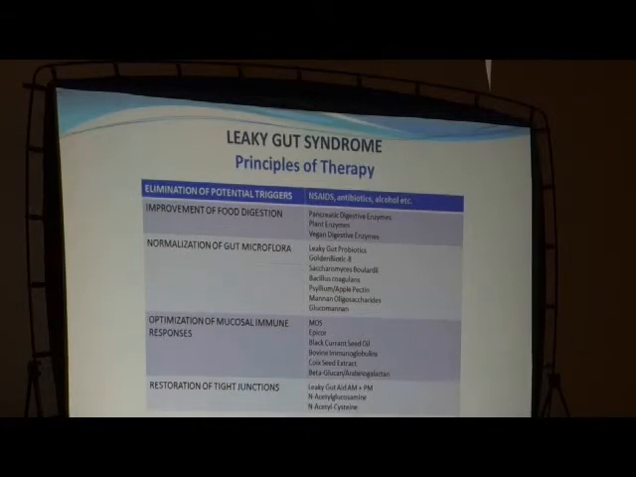So this is our recipe for how to improve this condition, and again we try to segregate it into two different groups. Number one is improvement of food digestion for a number of reasons. One of them, we're trying to normalize the gut microflora and prevent yeast overgrowth. So we're using various digestive enzymes, which we discussed a few minutes ago. Then, normalization of gut microflora.